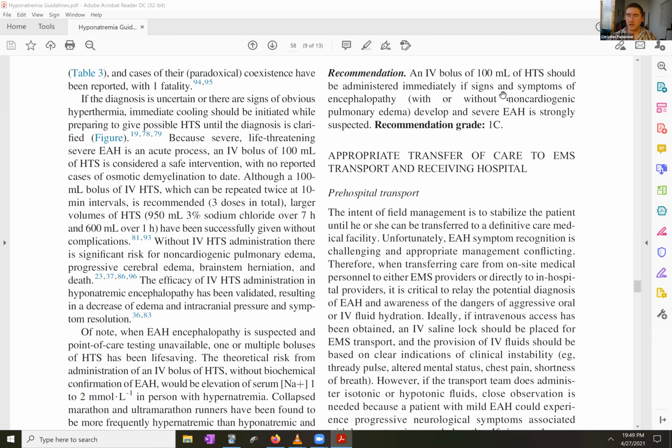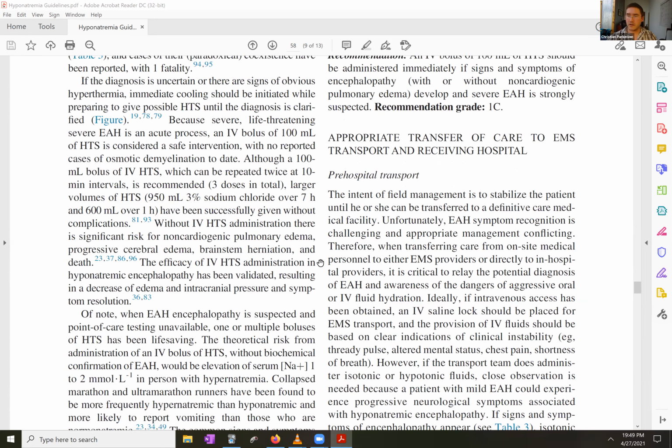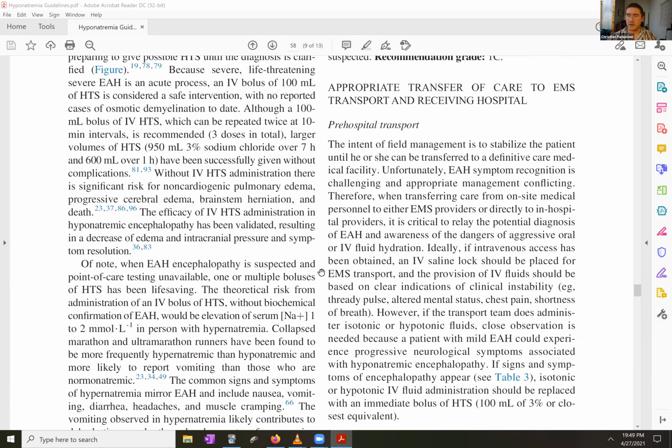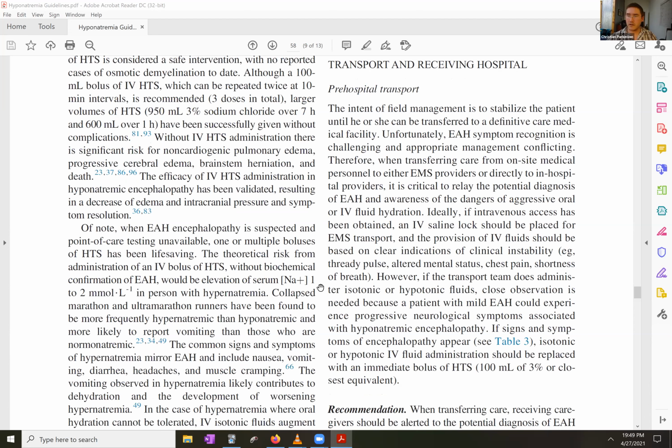Recommendation: IV bolus, 100 mils hypertonic saline should be administered immediately if signs and symptoms of encephalopathy and hyponatremia is strongly suspected. Pre-hospital transport, this is again terrifying. I think about my paramedic education, and we maybe covered a few of these things once or twice. Paramedics love bags of fluid, but all we have on the truck is isotonic, so they should go. Notification and awareness of the subject is key to keep us from making it worse.